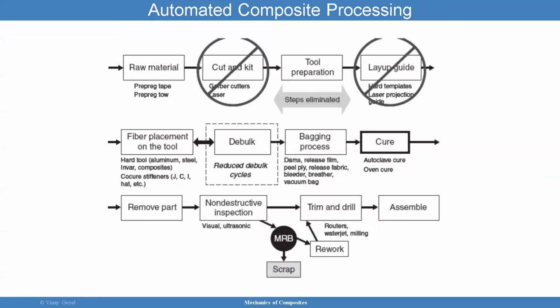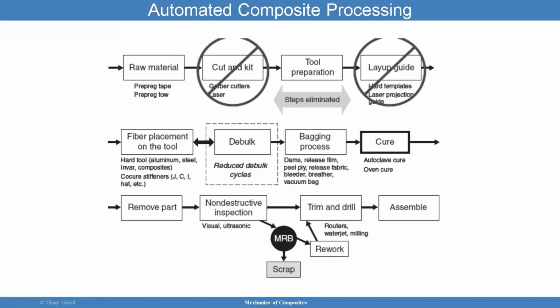So in automated composite processing, the things that you normally do, for example, you have the raw material, you have to cut and kit the material, then you have to prepare the tool, and then you have the layup guide that has templates on how you're going to put the plies in with laser projection and all that, and so on. Well, the automated composite processing has removed some human aspect by removing this right here. And also you have this tool preparation eliminated to some level and layup guide. You also have a reduced number of debulk cycles due to this. And yeah, pretty much the rest is the same.